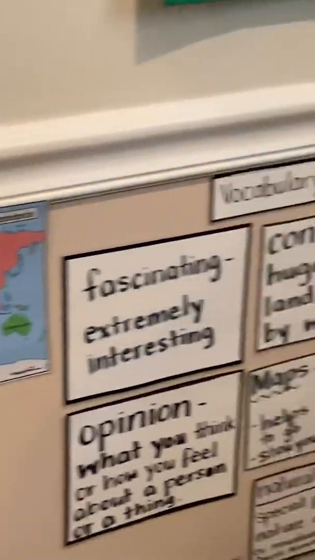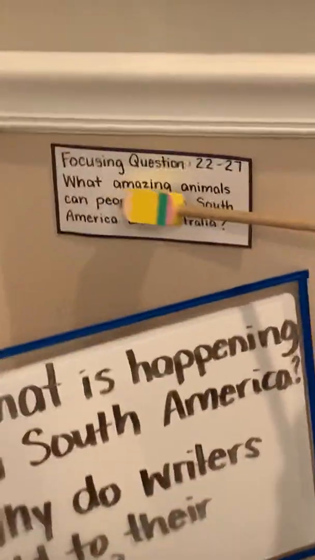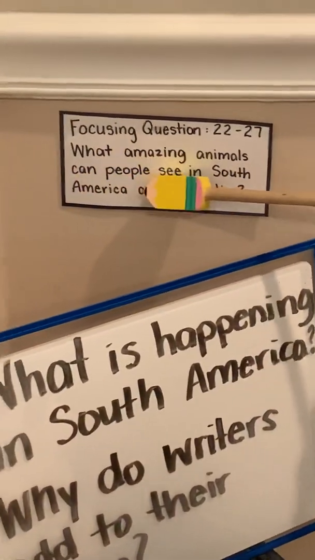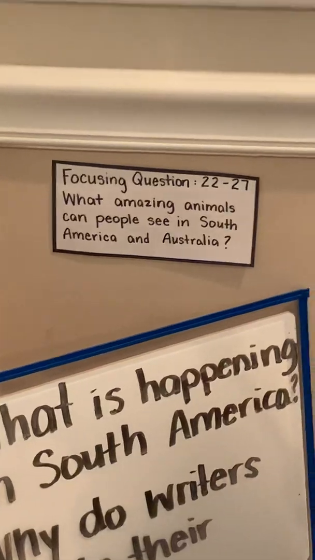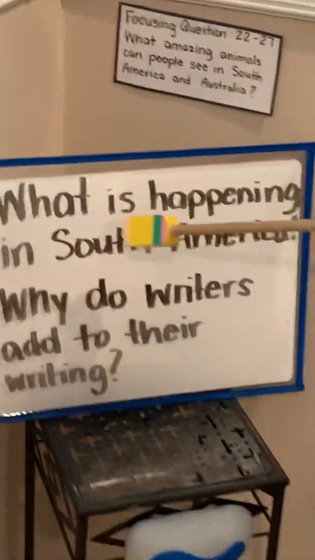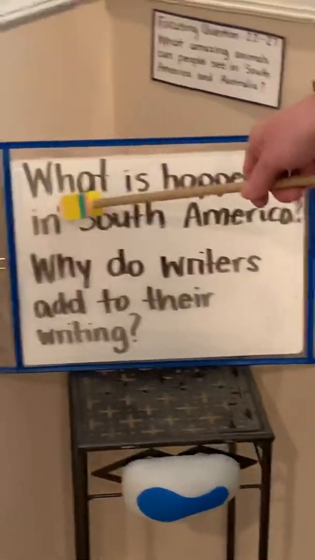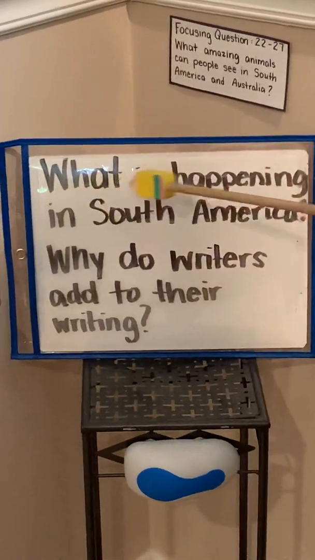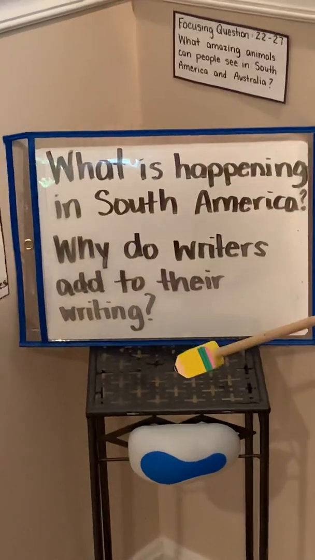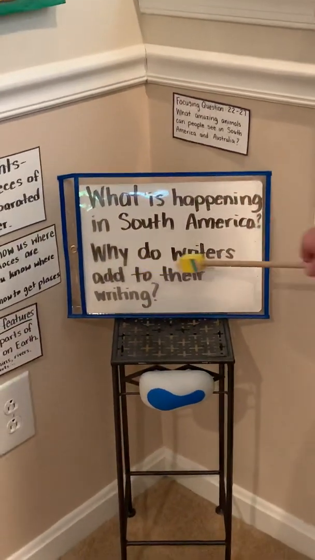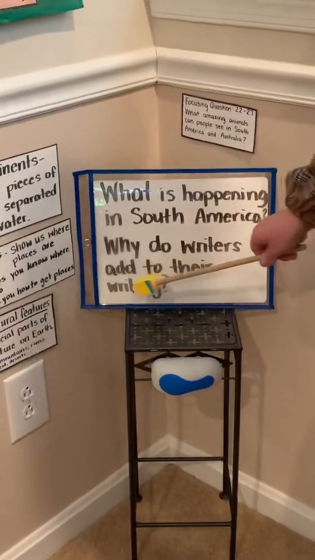For lessons 22 to 27, what amazing animals can people see in South America and Australia? That's going to be fun to discover with you. But today's content focus question, what is happening in South America? 2 parts to the lesson, friends. The second part's, why do writers add to their writing?